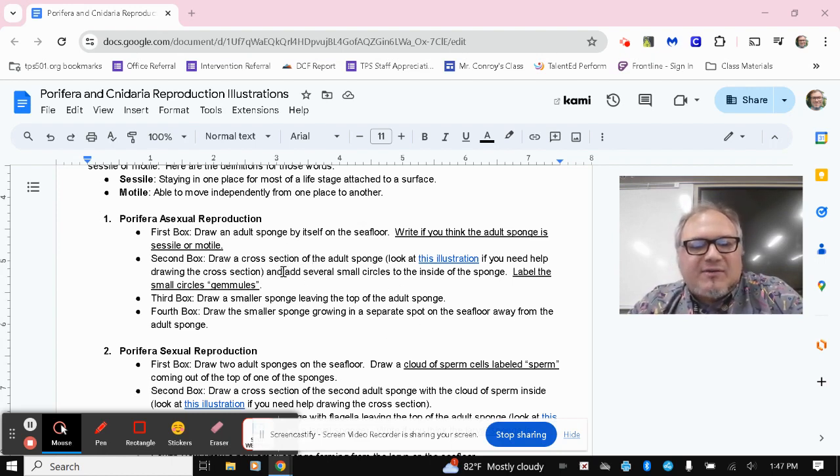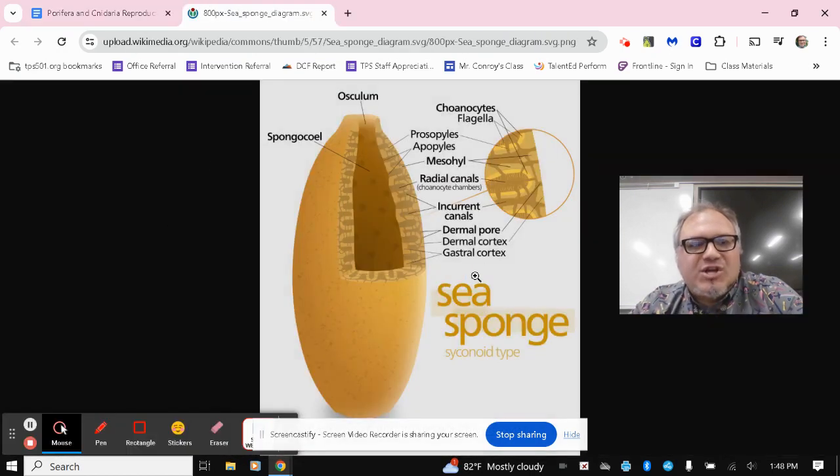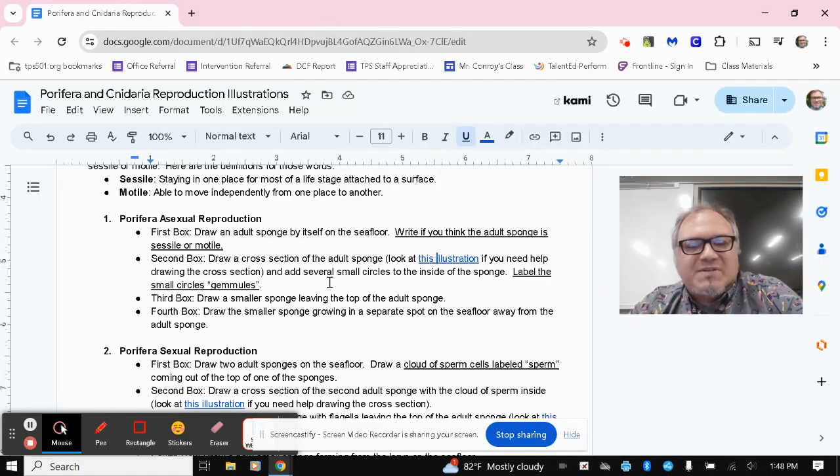For really technical things, for example, here in the second box on this first one, it mentions to draw a cross section of an adult sponge. I don't expect you to necessarily know what that looks like, but when you click on the link here where it says, look at this illustration if you need help drawing the cross section, it should show an image like this that shows, in this case, the cross section of a sponge. And again, I'm not worried about you putting all of the little labels that are here. I just want to see, okay, here's the sponge and here's what it looks like on the inside as far as your illustration goes. That's all that I'm worried about for that particular part.